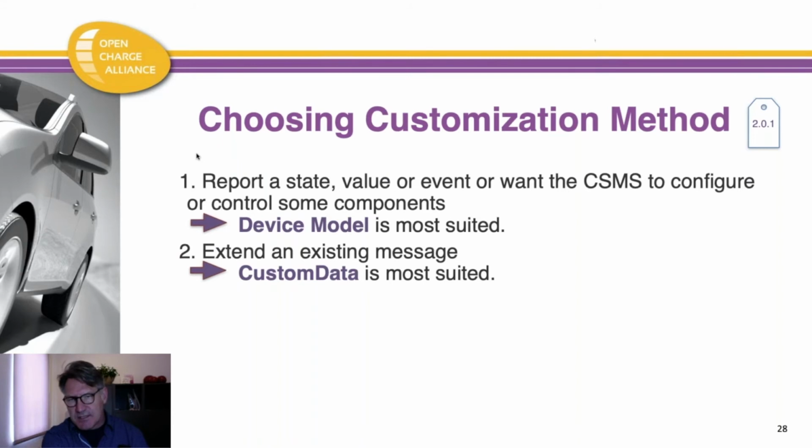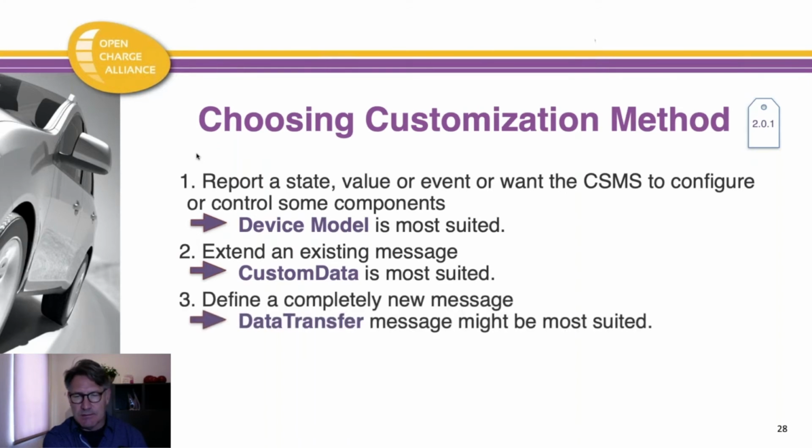On the other hand, if you have an existing message and you just want to add some extra data, like we saw in the vehicle to grid example, then you can probably better use custom data, because it's very easy to extend an existing message with that. Then, if you have really a completely new message and you think it's not suitable in the device model, then you can still use the data transfer message.